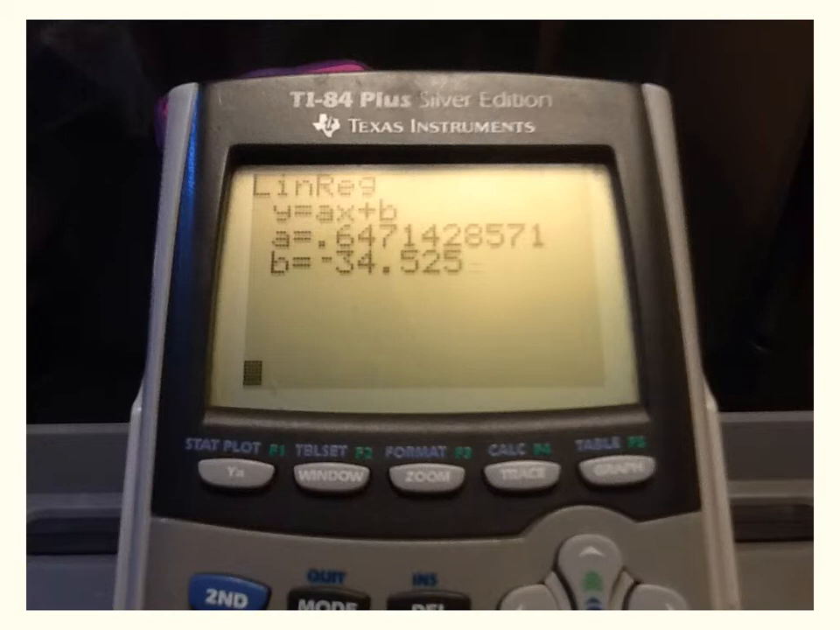So right now, your gut. When I do a linear regression in my calculator for this data set, I end up with the A, the coefficient in front of x, being approximately 0.65, and I end up with a B, which is a negative 34 and a half roughly.